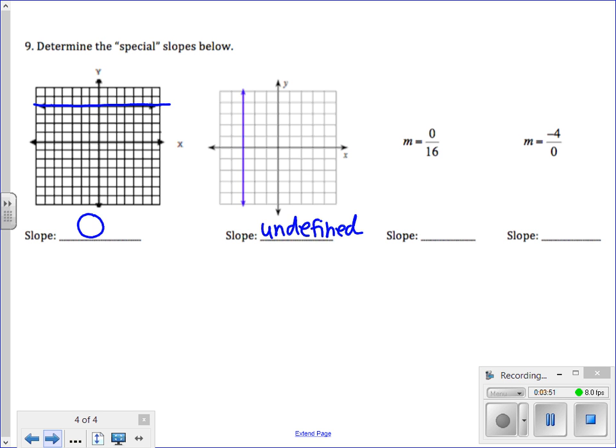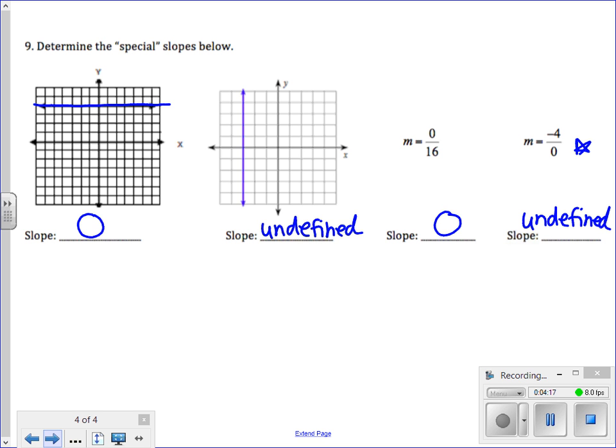Same when I look at a fraction. If I have a 0 in the numerator, I am allowed to divide 0 by another number. That slope ends up being 0. But just like when we did example 6, when I have 0 in the denominator, that's a bad thing. That's when we say the slope is undefined. All right? So a positive slope, negative slope, 0, and undefined slope.